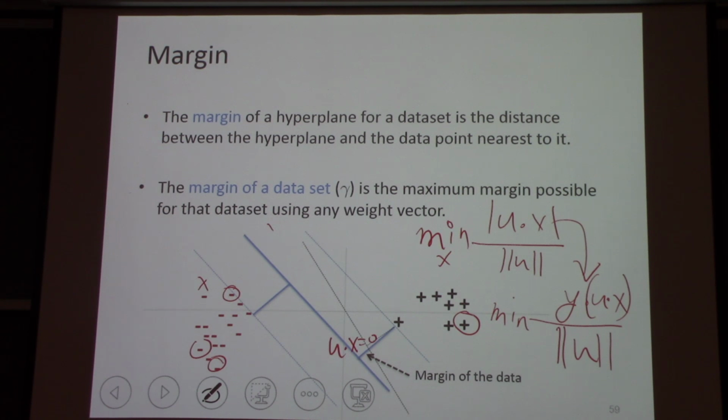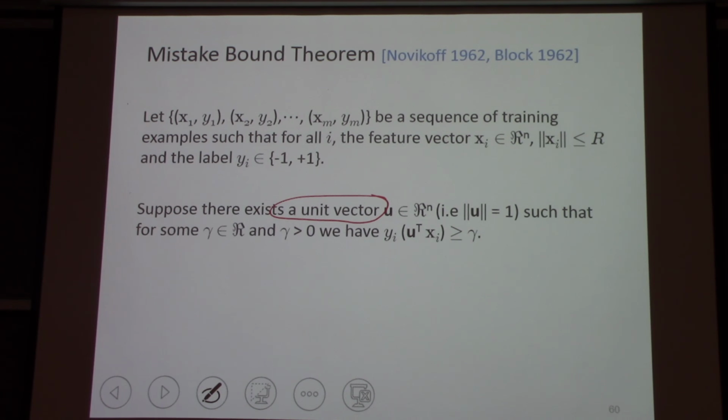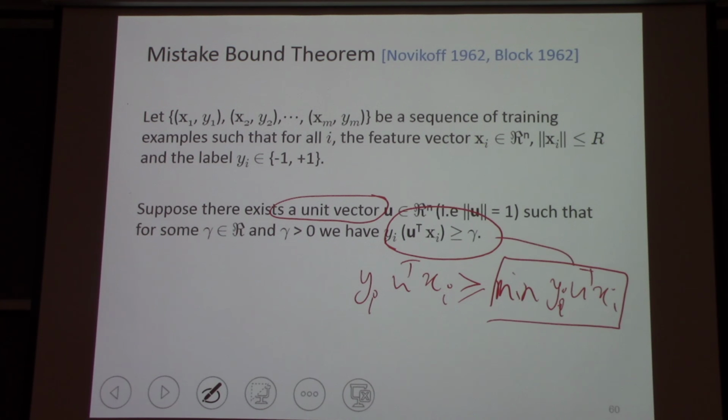The data set is linearly separable, which means this minimum is positive. The minimum value of this is greater than 0. But what that means is, for all x, y_i u transpose x is greater than, trivially, the minimum. I'm going to call this the margin. I'm going to call that gamma because that is the definition of margin. And typically, you'll see the symbol gamma being used for margins.